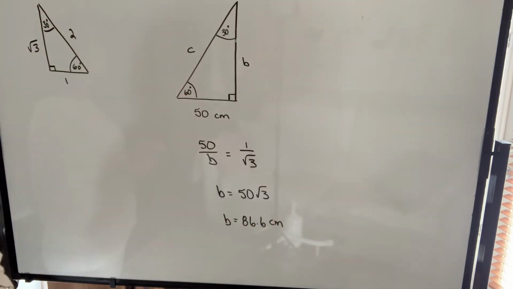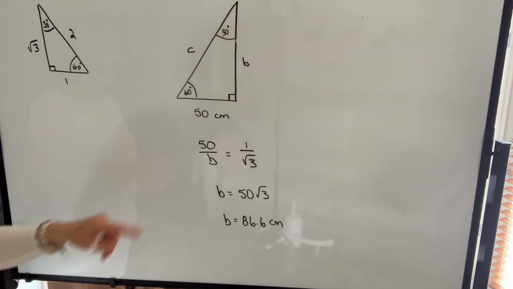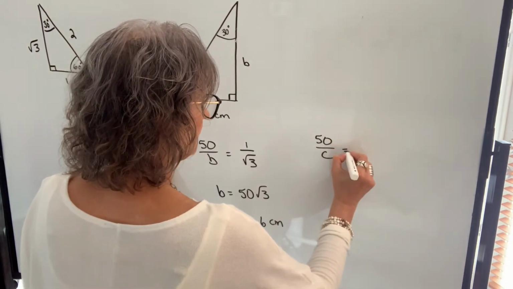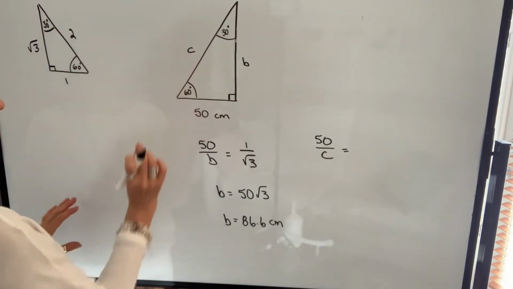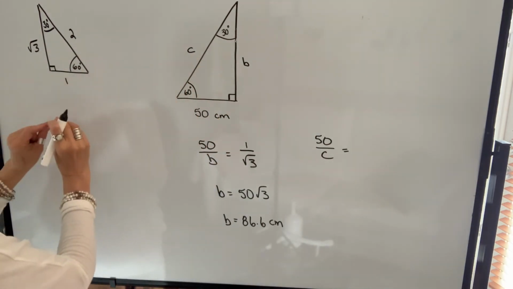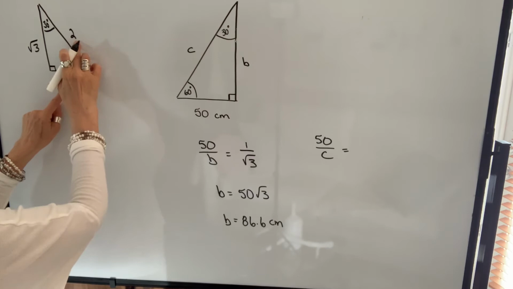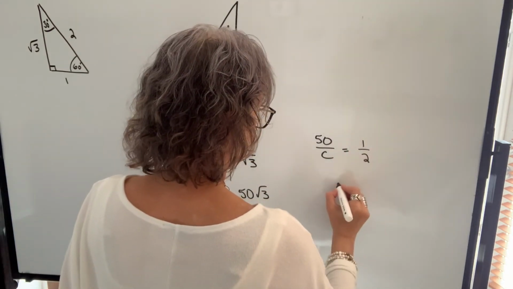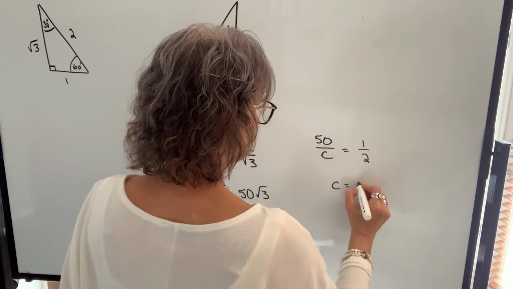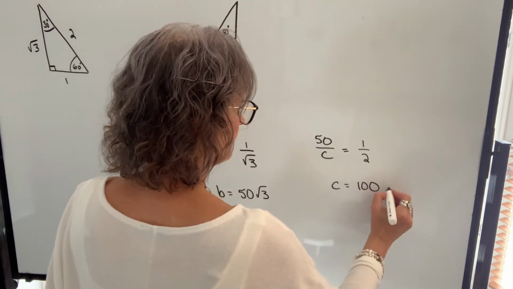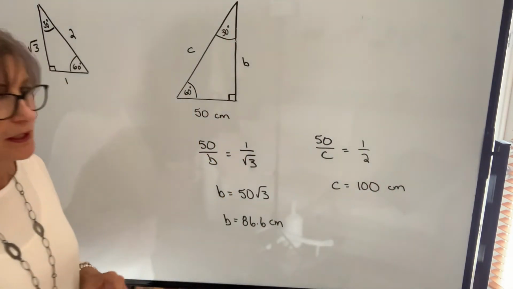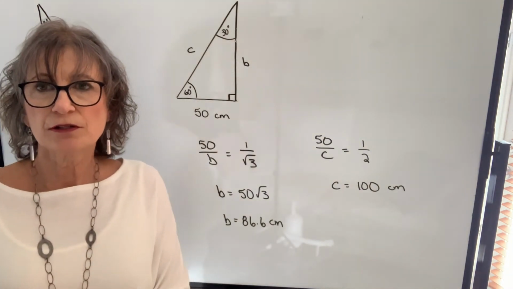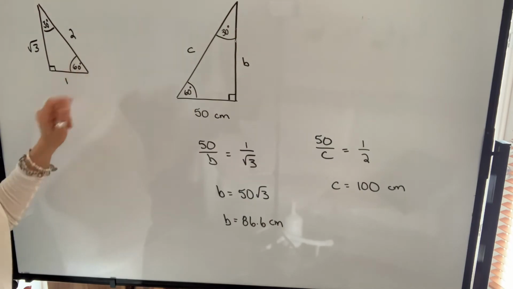To find length C, we can use similar triangles again. The ratio of 50 to C, so the shortest side to the longest side in that particular triangle, will be equivalent to the ratio of the shortest side to the longest side in this triangle, so 1 to 2. So you can see that C will equal 100 centimeters. So it's up to you how you want to approach it, whether you want to use similar triangles or whether you just want to work with these numbers.